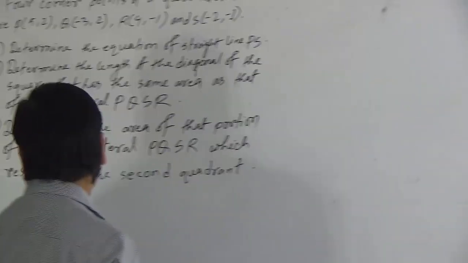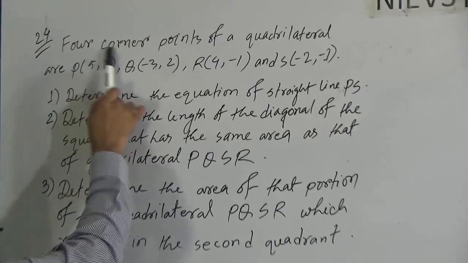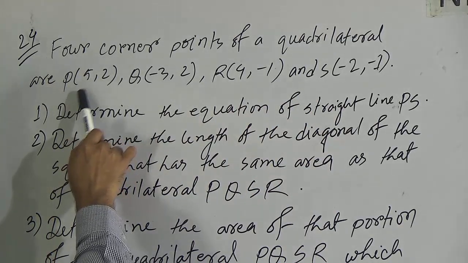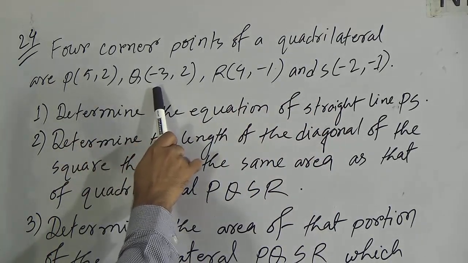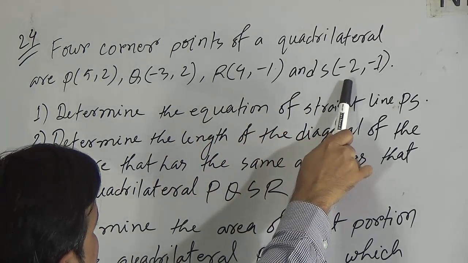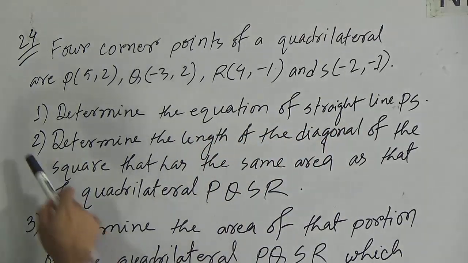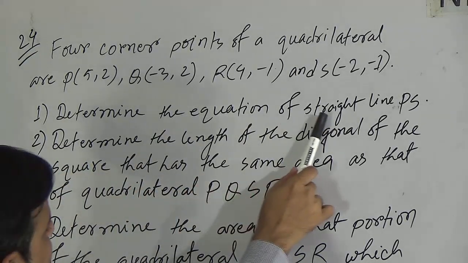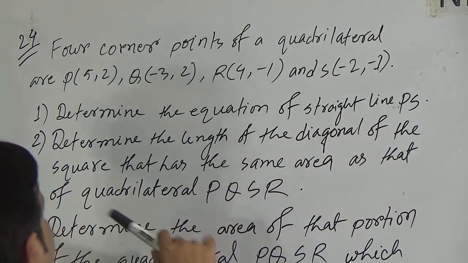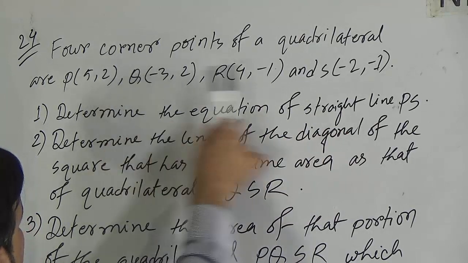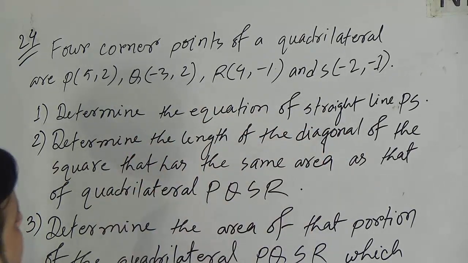Let us see the question at first. Four corner points of a quadrilateral are P(5, 2), Q(-3, 2), R(4, -1) and S(-2, -1). First question, determine the equation of straight line PS. It means that here P is a point and S is a point. We need to determine the equation of straight line passing through these 2 points.